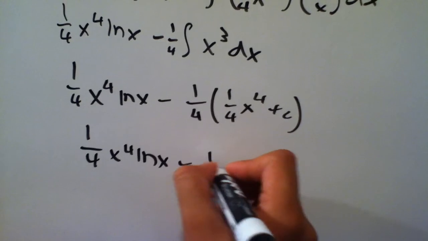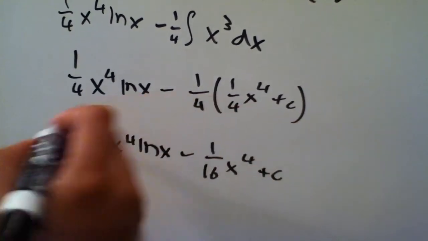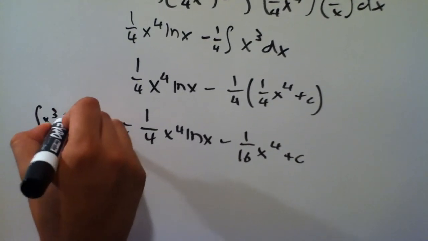So the final answer expanded out is 1/4 x to the 4th ln x minus 1/16 x to the 4th plus c, and this equals the integral of x cubed ln x.